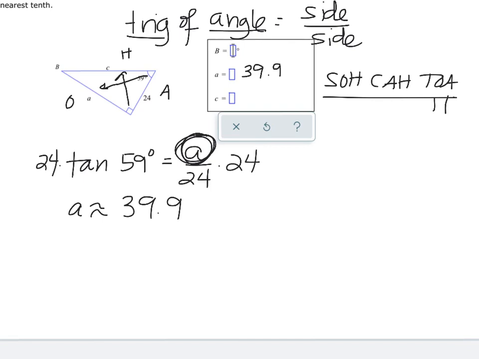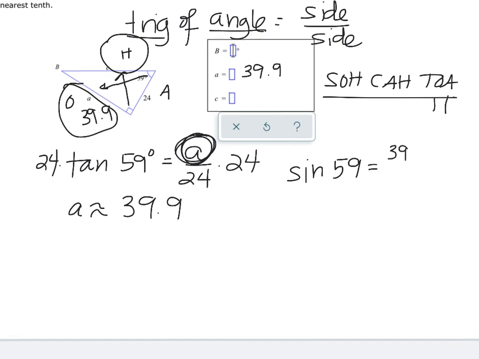Now, let's say we want to find C. And I'm going to set this one up a little bit differently. So this time I'm going to actually use this new value that I got. So I'm going to use my opposite side, and I want to find the hypotenuse. So I'm going to use sine. So I set it up the same way, sine of some angle, our angle is 59, equals opposite, which is 39.9, over hypotenuse, which is C.